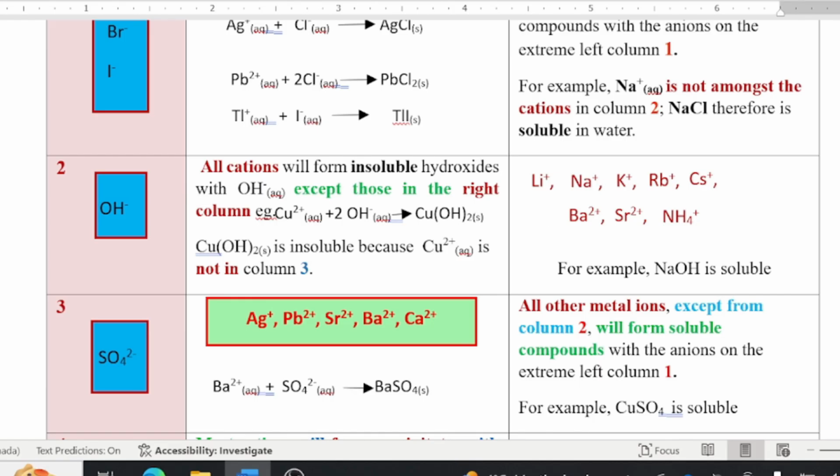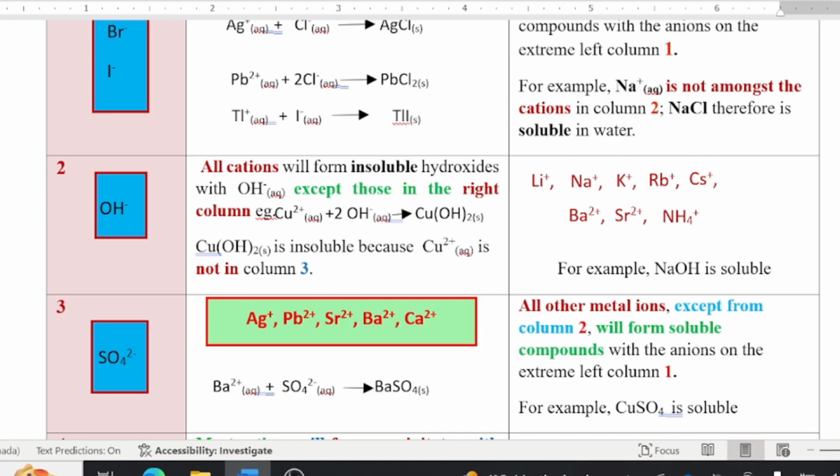If I wanted to know if strontium will form a precipitate, I check here to see if strontium is present. Yeah, look, strontium is there. So when strontium combines with OH, it will form a soluble compound. It wouldn't form a precipitate. If I wanted to know, say, would zinc form a precipitate with OH ions? I check here. Is zinc here? No, zinc is not here. Therefore, it belongs to this group which says all the rest will form a precipitate with hydroxide.